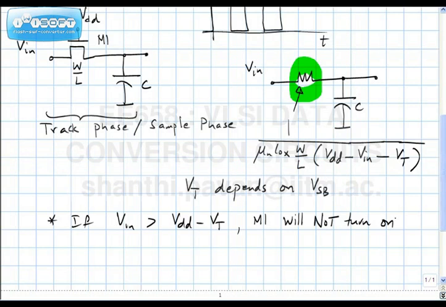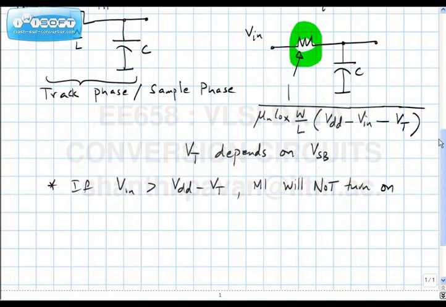All of you understand? You ideally wanted the switch to become a short circuit when the gate terminal was pushed to VDD. However, because of the way the device operates, if the input happens to be greater than VDD minus VT, even when the gate is turned on to VDD, the switch doesn't close. So there is no connection between the input and the output. In other words, sampling is not happening.